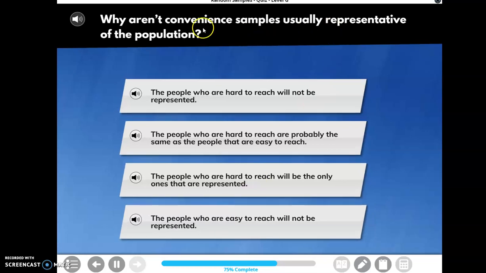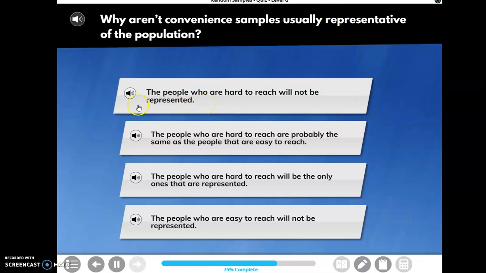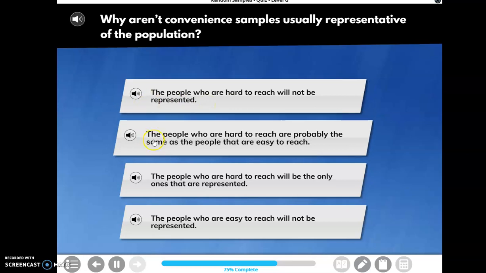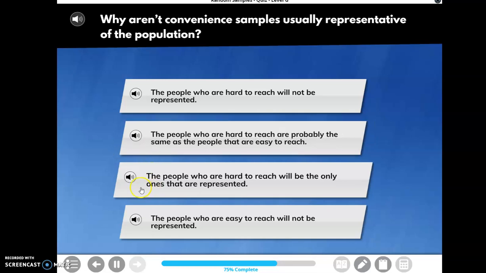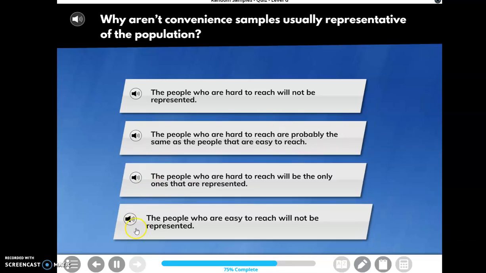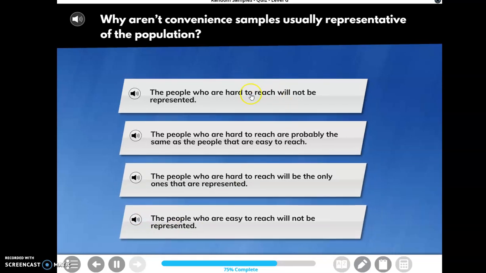So if it's a convenience sample, that means it's easy to get. So what do y'all think? Hard to reach will not be represented. Hard to reach are the same, just as represented. Hard to reach will be the only ones represented, or the ones who are easy will not be represented. I'm going to let y'all decide on this. But if it's not convenient, it's not going to be easy. I guess that could be considered a hint.